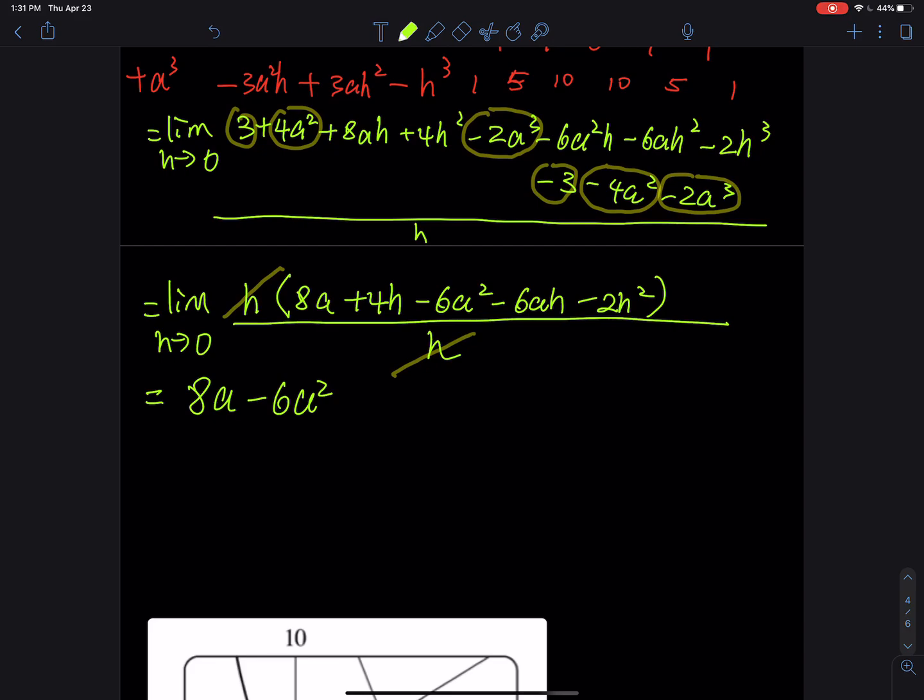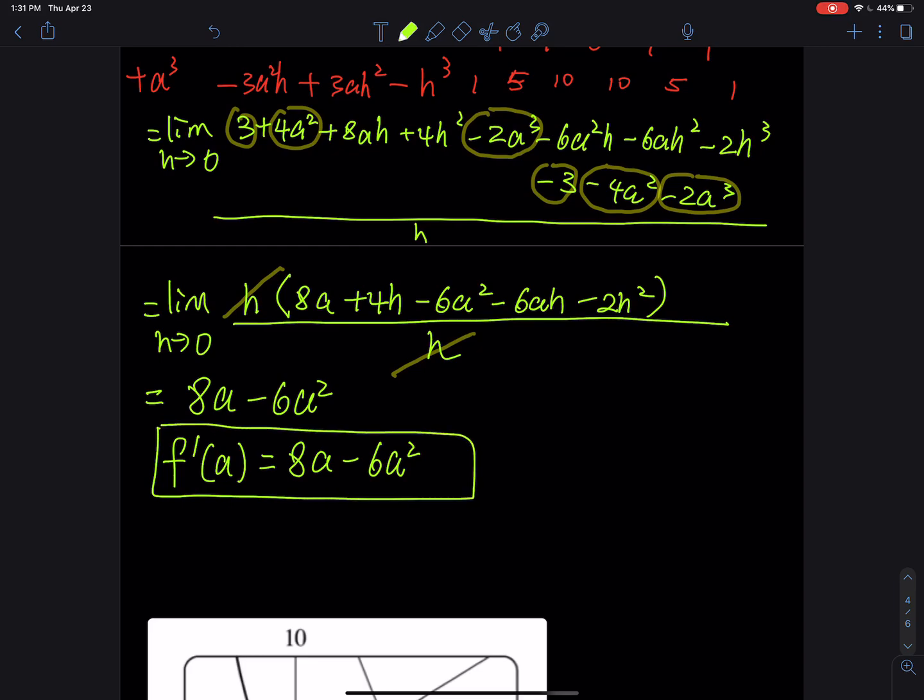So this is f prime of a, that is equal to 8a minus 6a squared. This answer has a name. This is the slope of function f at, it should be at, when x is equal to a.